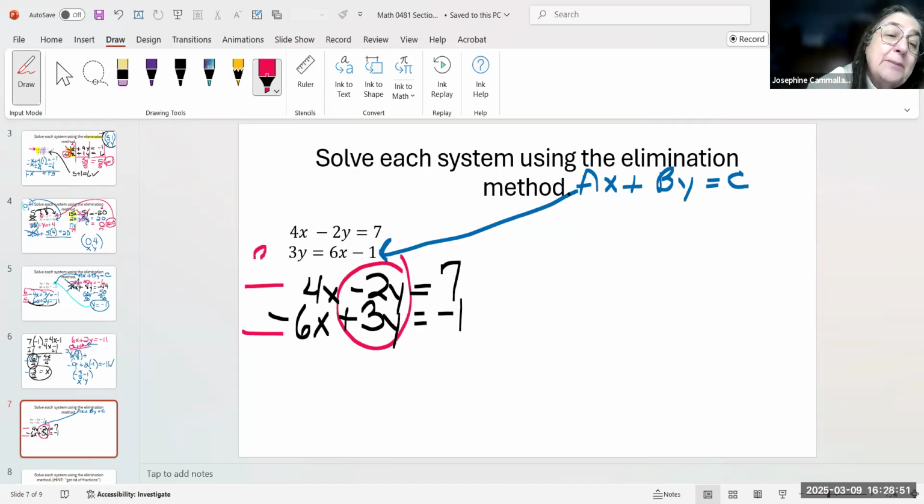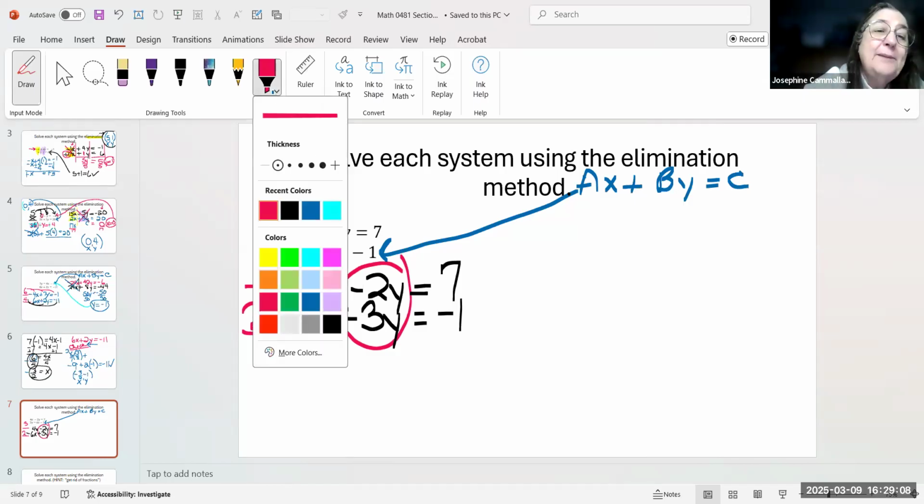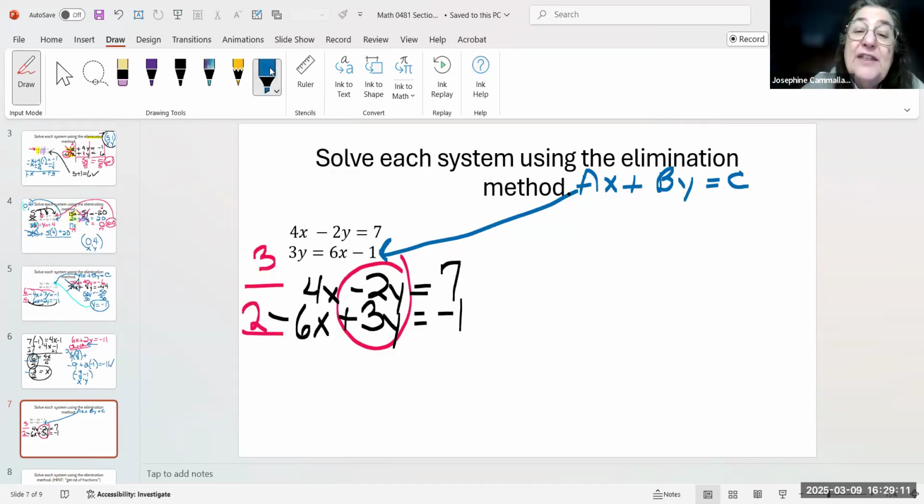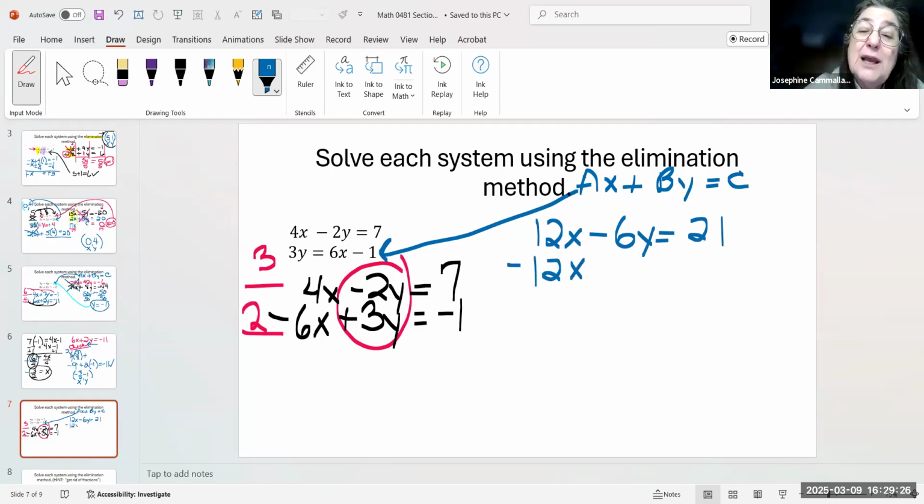So I'm going to put a 3 up here and a 2 here. I don't have to put any positives or negatives with those. I just have to take the numbers. It's already set me up because I have a negative number and a positive number. Well, here we go. This will give me 12x minus 6y equals 21. I then have a negative 12x plus 6y equals negative 2.